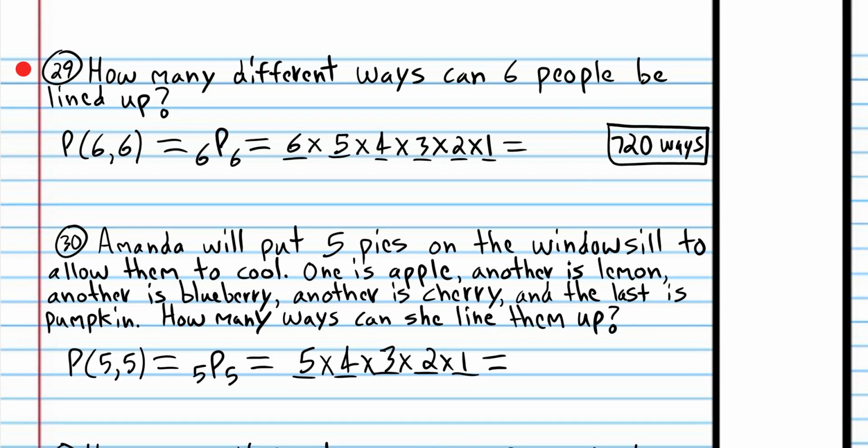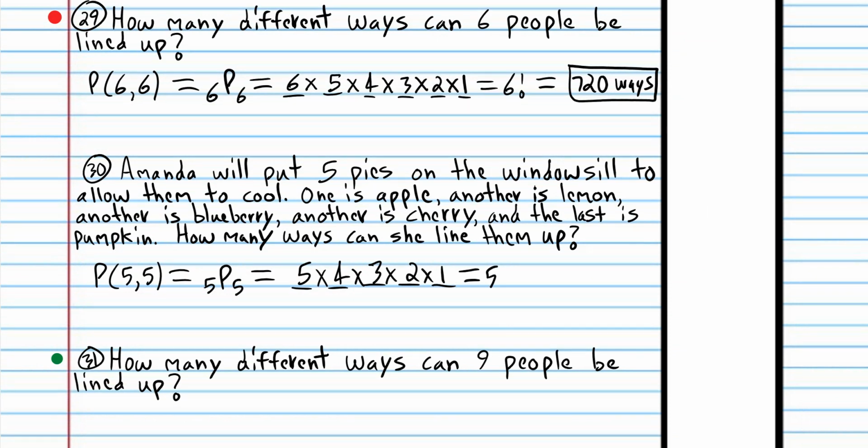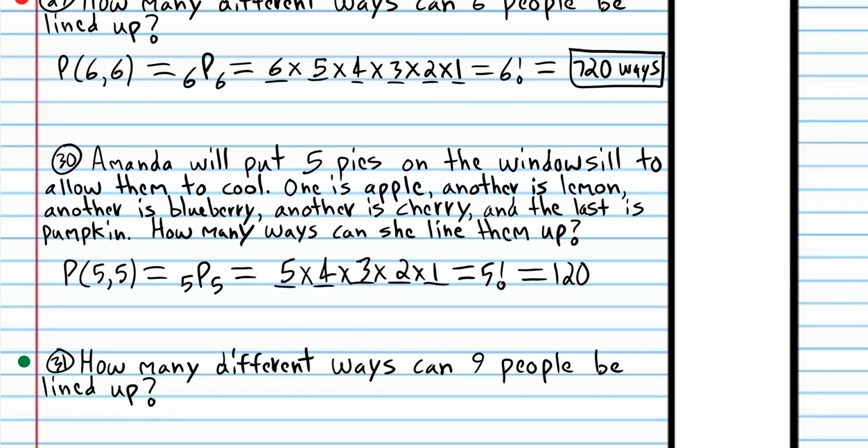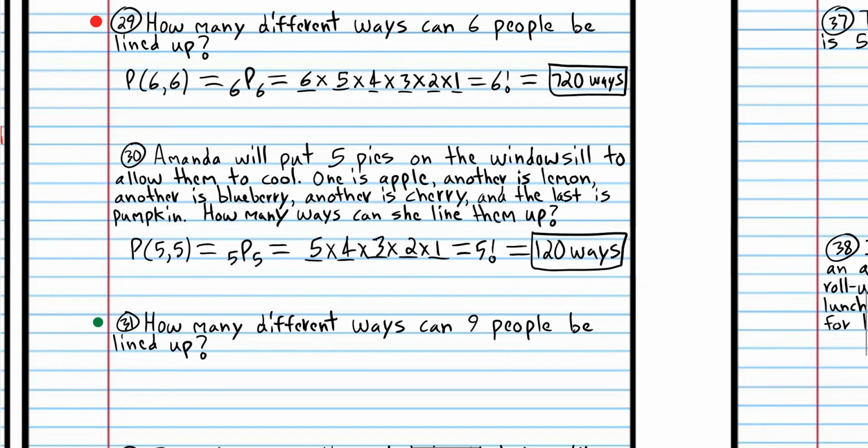So all of that is equal to 6 factorial, just like this is equal to 5 factorial. So enter 5, push the math button at the upper right, use the right arrow key to go to PRB, probability, go down to number 4, which is factorial, press enter, and then you should see 5 factorial on your calculator. Press enter, and we get 120. 120 ways that she can line up those 5 pies on the windowsill.